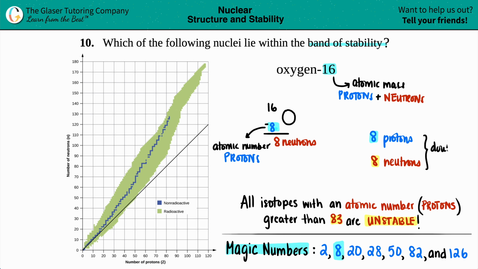Double magic. And if you have double magic, did I spell magic right? No, I didn't. If you got double magic, that basically means that this is going to be the most stable isotope out of all the oxygens. And it is. Oxygen-16 is the most abundant oxygen in the world. So we would say, yes, this is totally within the band of stability. And that's it.